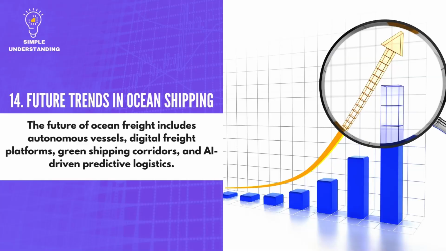14. Future trends in ocean shipping. Explanation. The future of ocean freight includes autonomous vessels, digital freight platforms, green shipping corridors, and AI-driven predictive logistics.